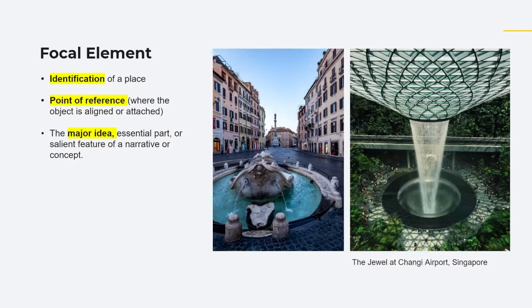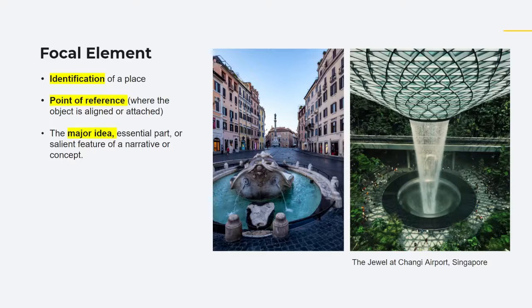So, focal element, as discussed in our previous meeting, is the identification of a place. It's a point of relevance where an object is aligned or attached, and it's a major idea, a central part or salient feature of a narrative or concept. As depicted in the photos on your right, we have the Jewel at Changi Airport and a fountain in a busy, central part of an urban landscape. For the Jewel Airport, as you can see, the surrounding elements around it draw your attention to the central portion.